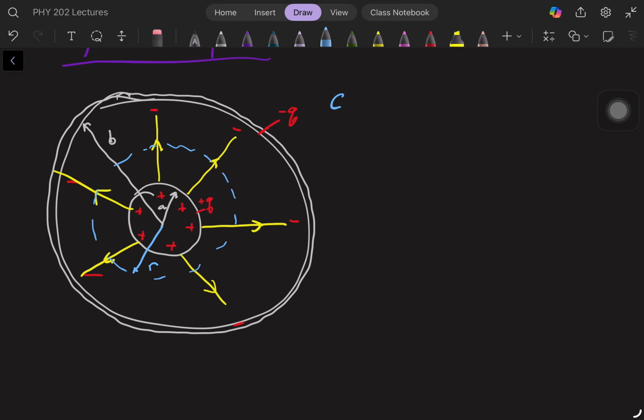Okay, and so we'll calculate E via Gauss. And so we're going to go straight to Q enclosed is equal to epsilon naught EA, right? Because the area vector is going to be pointing parallel to the electric field lines. And at the surface, the electric field's a constant. At the surface of our Gaussian surface, it's going to be a constant.